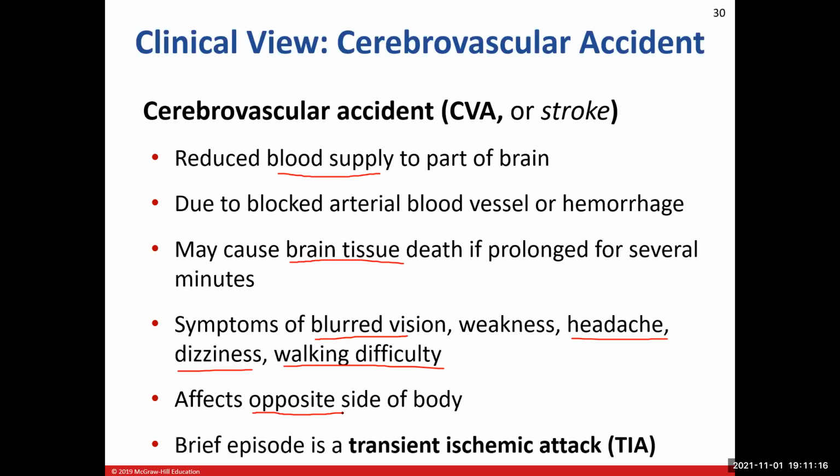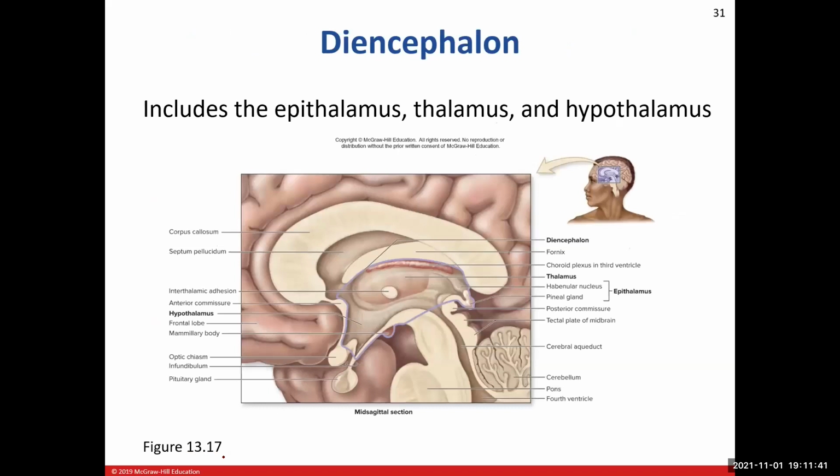Some of you may have heard of transient ischemic attacks, or TIAs. They're often considered to be what we call mini strokes. So they're a brief episode. You might get a vascular spasm in which the arteries start to spasm, and it disrupts the blood flow to those tissues, and they'll get that TIA or that mini stroke going on. All right, that's it for the cerebrum.